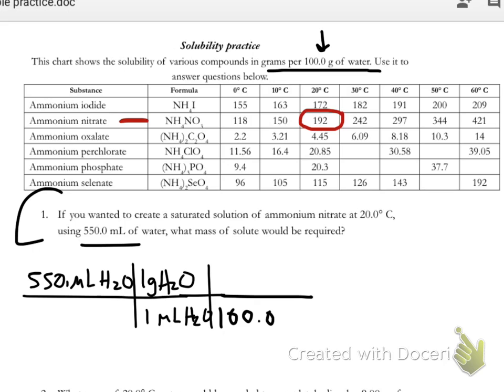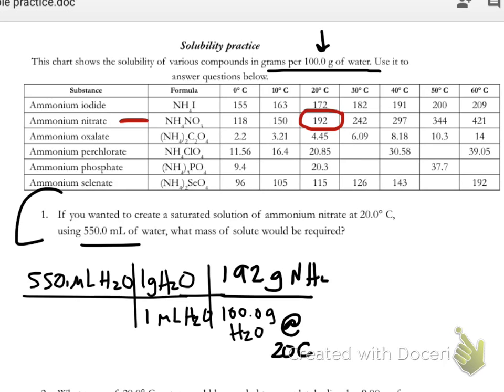You're looking at everything through the lens of 100 grams of water, but then I put in, again, for myself, so that I don't screw up, at 20 Celsius. And that's a visual cue to me to remember to go back and look at my solubility. And what I know is that 100 grams of water at 20 Celsius can dissolve 192 grams of ammonium nitrate, NH4NO3.